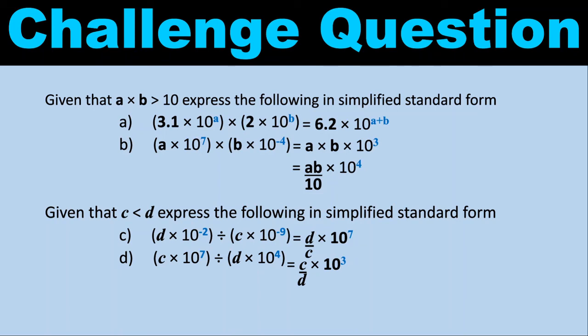Remember, standard form must be some value between 1 and 10 multiplied by some base 10 value. So we're going to need to adjust this by moving our decimal. So if I'm going to multiply C by 10 before I divide by D, I don't need to multiply by 10 3 times anymore. I've already multiplied by 10 once, so I just need to multiply it by 10 squared after that. So my correct standard form would be 10 times C over D multiplied by 10 squared.